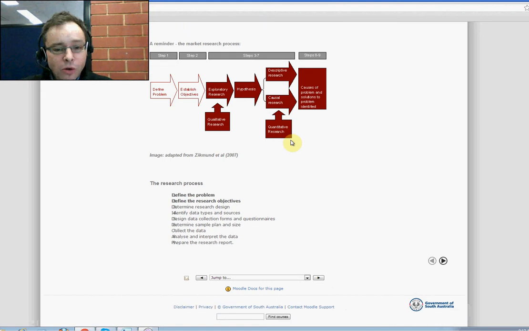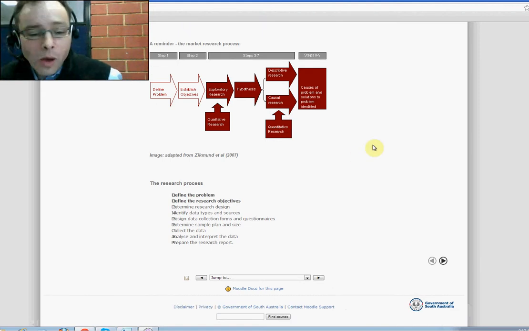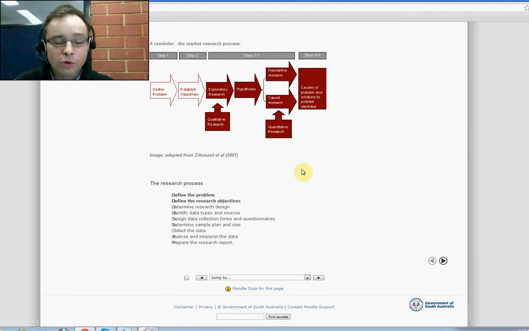Then in here you will notice that we have what is called the research process. This can be illustrated either graphically, as here, or in a numbered point format. Market research is a very complex subject, and it's important that we do it as a step-by-step process, because that makes it a lot easier to get your head around.